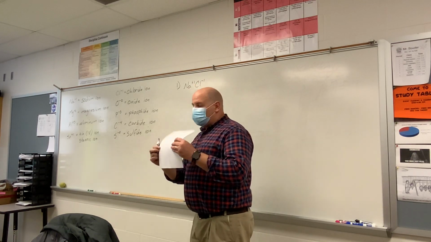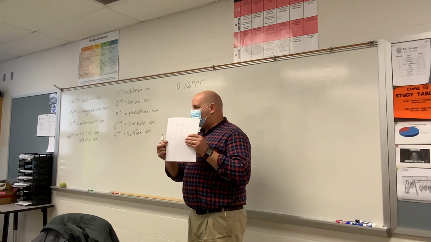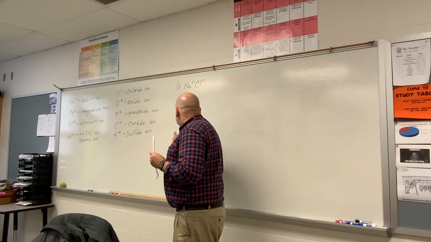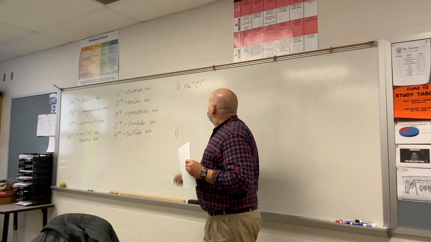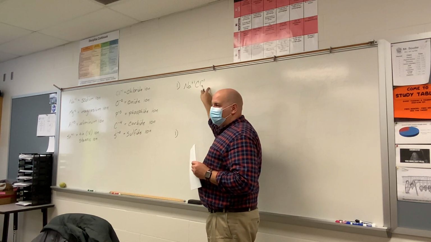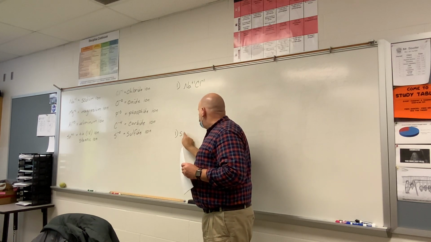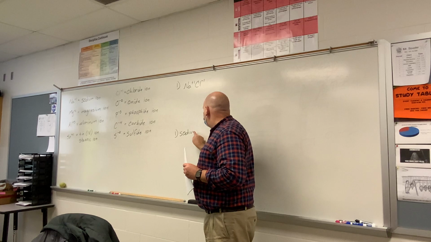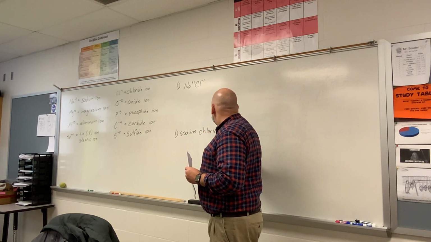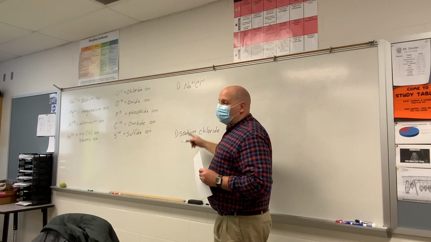Then, if you look down towards the bottom, you'll see a number 1 down here at the bottom. That section is for the name. Sodium chloride. Make sure you get rid of the word ions from both names. So you name the positive ion, sodium. You name the negative ion, chloride. So NaCl is called sodium chloride.